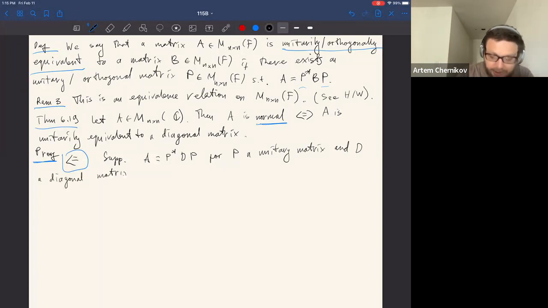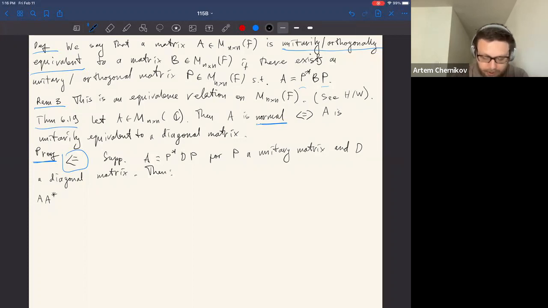Okay, and our task here is to show that A is normal. So what does it mean? We have to check that A times A star is equal to A star times A, right? Okay, so let's look at this. We have to understand, calculate A times A star.